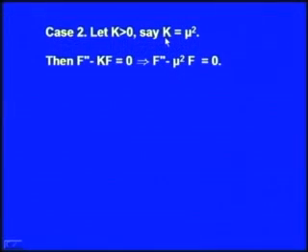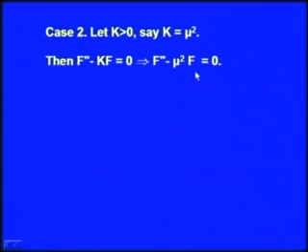Let us now consider the case when k is a positive constant. We may write k equal to mu square. With k equal to mu square, the second order differential equation f double dash minus k f equal to 0 implies f double dash minus mu square f equal to 0, and this is a homogeneous ordinary differential equation of order 2.